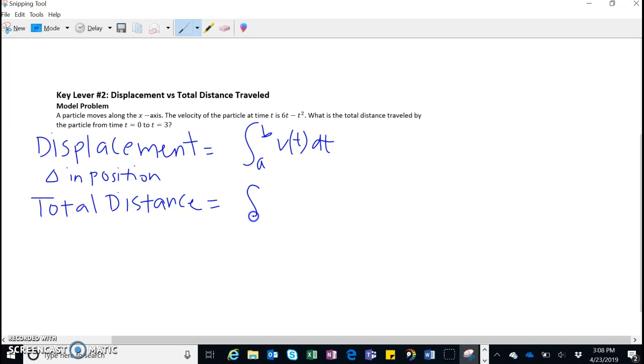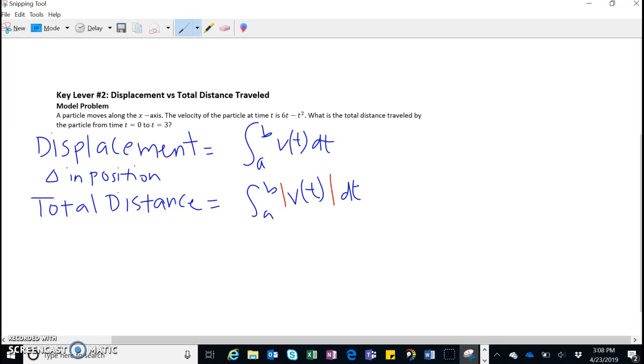So to find total distance, the formula requires that we sum up all of our movement, left, right, whatever, and we can indicate that with absolute value bars around that velocity function. That takes my motion and does not care about which direction I'm moving, and instead just sums it all up.